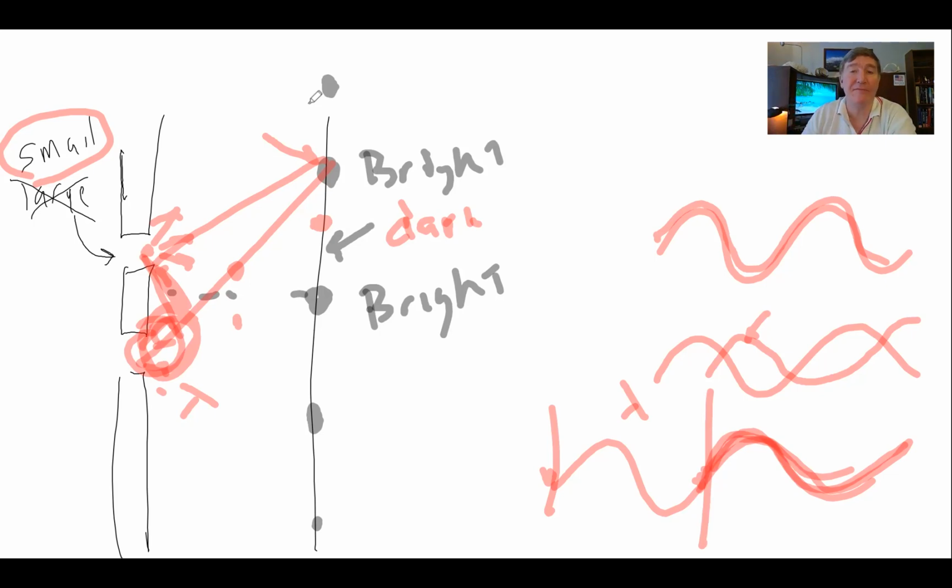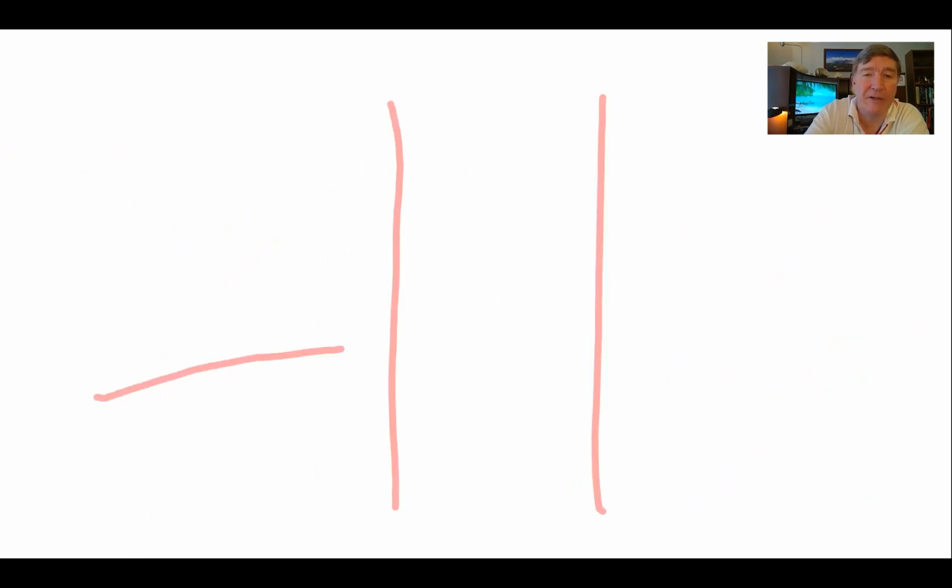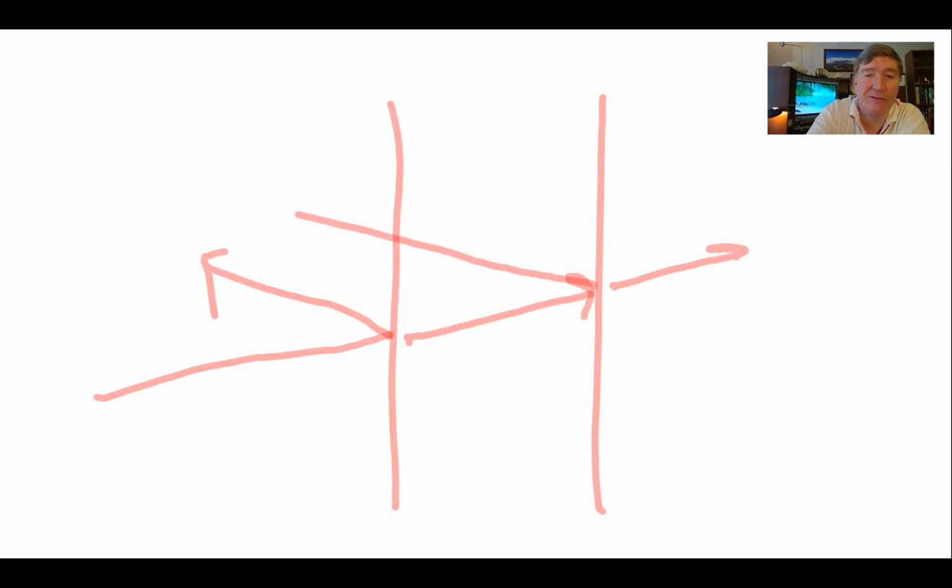And then the thin film interference effect is the same kind of thing. That would only happen if light was a wave. So here's your thin film, and you've got a light ray coming along here. Part of it gets reflected and part of it gets transmitted. So it comes to here, and again, part of it gets transmitted, some of it gets reflected.